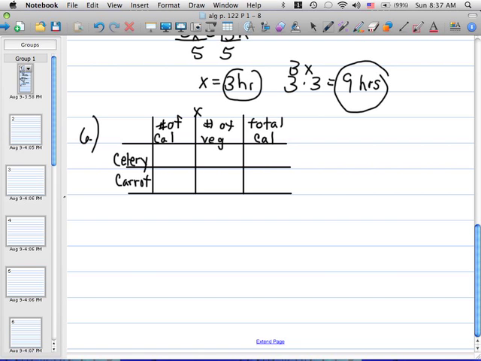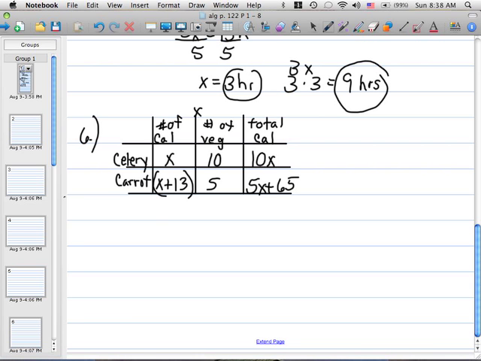It says a carrot has 13 calories more than a celery stalk. They're building on the celery, so that would be x. And a carrot has 13 more calories, so x plus 13. The second sentence tells us we have 5 carrots and 10 celery stalks. So the total number of calories in the celery would be 10x. And for the carrot, remember, use your distributive property. 5 times x is 5x, plus 5 times 13 is 65.